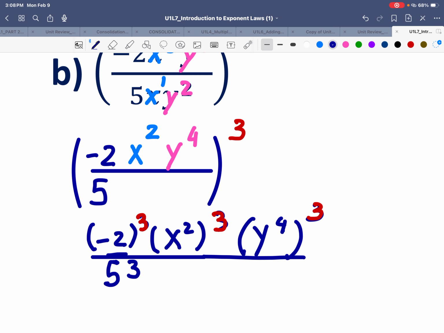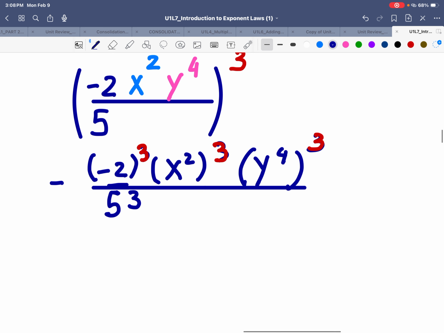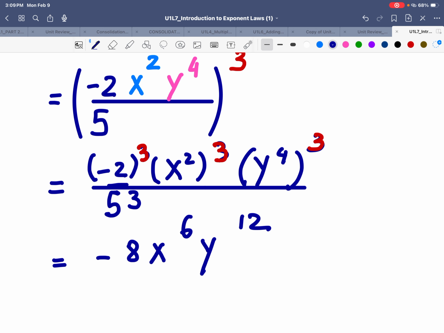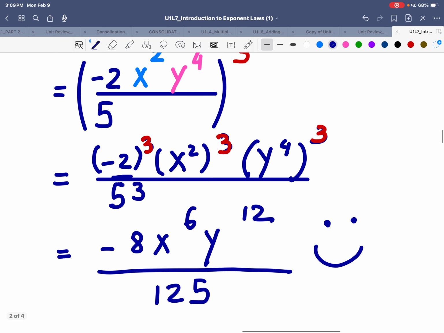And let's see what we have here. We have negative 2 power 3, which is negative 8. X is to the power of 6. Y is to the power of 12. 5 to the power 3 is 125. And this is the final, most simplified answer.